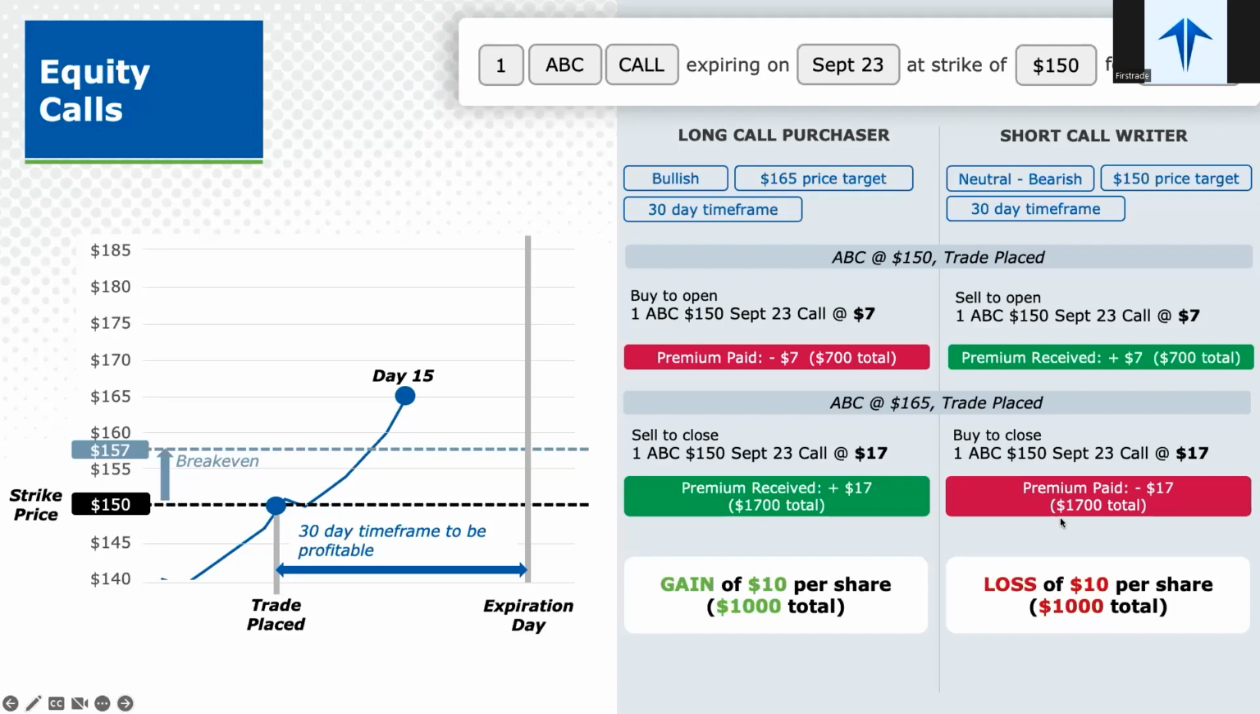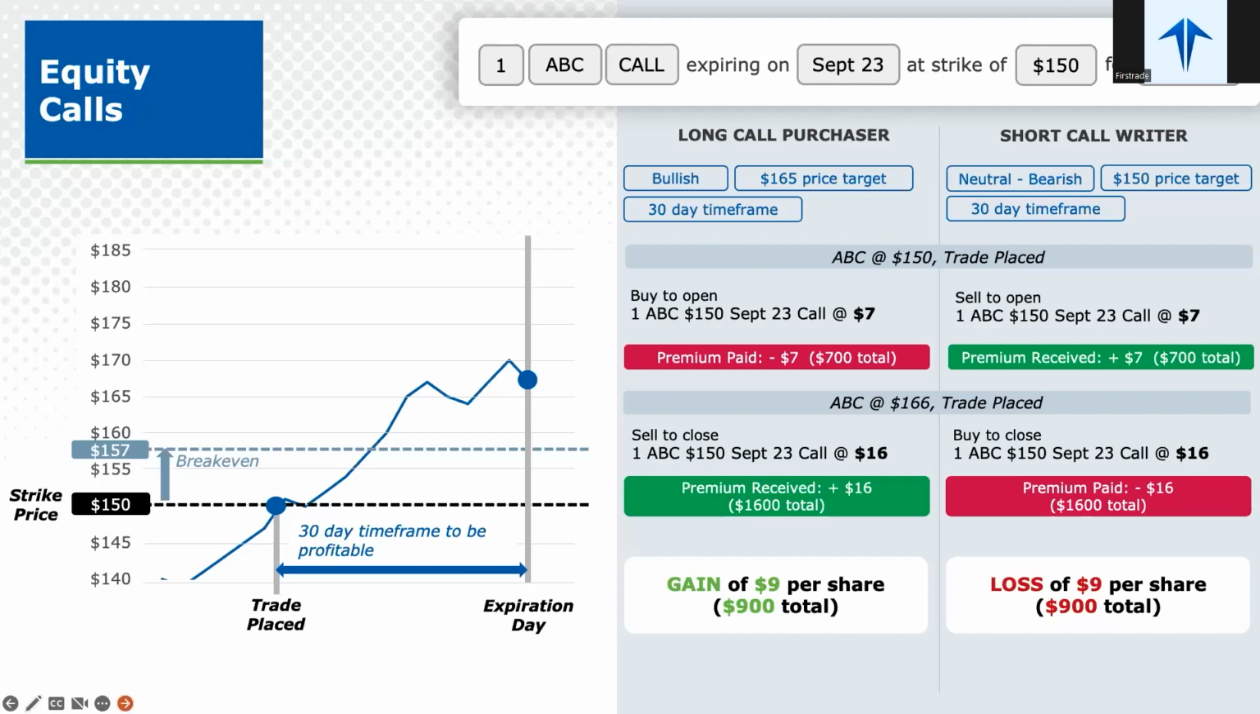Now, if you're thinking, okay, this is a little more, that's because there's still time value associated with it. That's something that's important to know when we look at day 15 and why we placed it this way, because if it's the right to buy at 150 and the market's at 165, that extra $2 is just extrinsic value. That's where that 17 came from. The long call purchaser made a gain of $10 per share or $1,000 total, where the short call writer lost $1,000 total. So the gain will be the loss, and this will be true for the long call purchaser and the short call writer of the same contract.